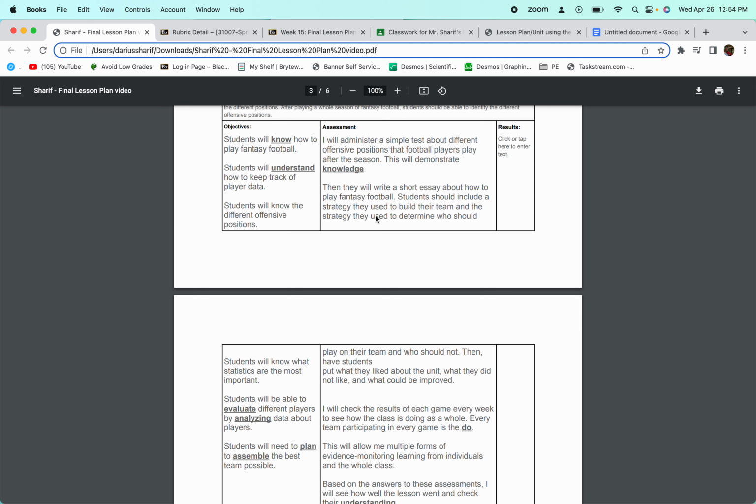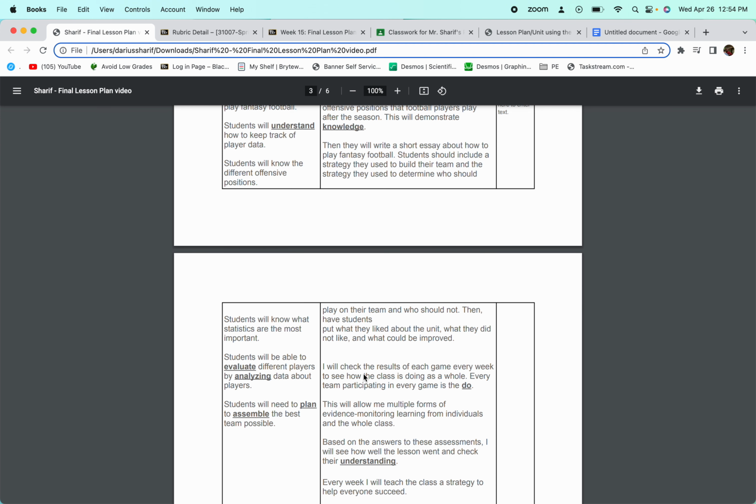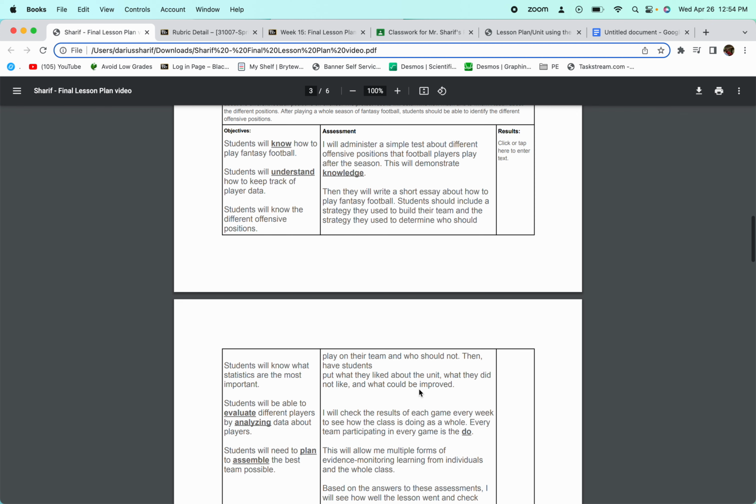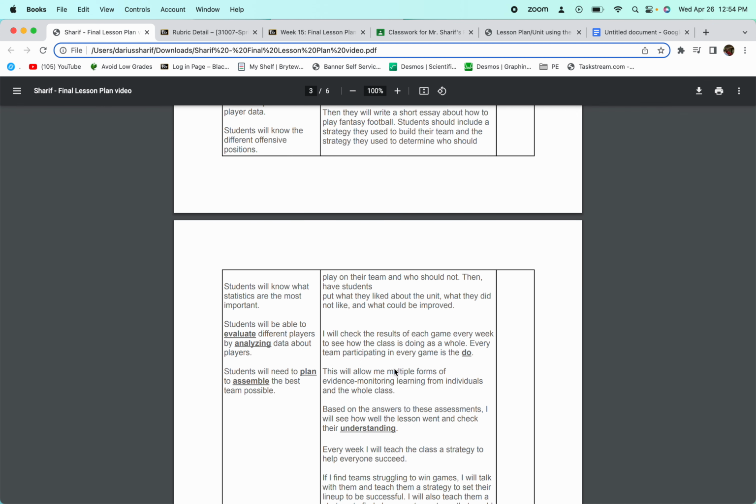Then have students put what they liked about the unit and what they did not like, and also what could be improved. And then I will check the results of each game every week to see how the class is doing as a whole. Every team participating in the game is the due of the KUD. And then this will allow me multiple forms of evidence monitoring, learning from individuals and the whole class.